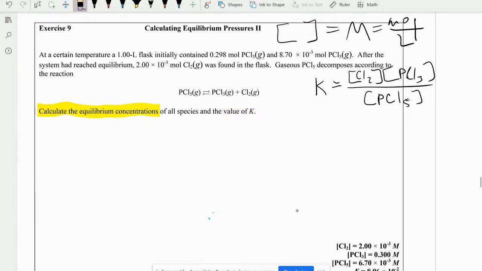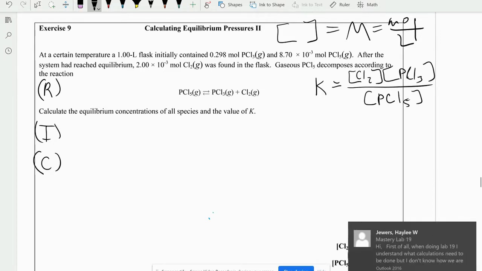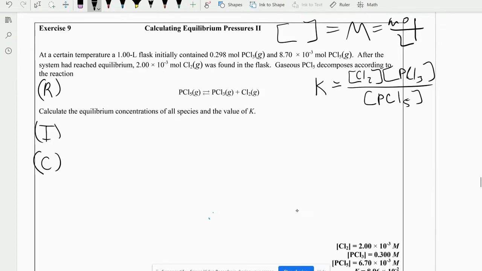So in this particular case, you are going to be setting up a RICE diagram. Don't forget R stands for writing the reaction, and they already did that for us, so I just put an R off to the side. The next thing we're going to write is the initial concentrations. Then we're going to write the change in concentrations, and that will be in terms of X. And then we will write the equilibrium concentrations in terms of E.